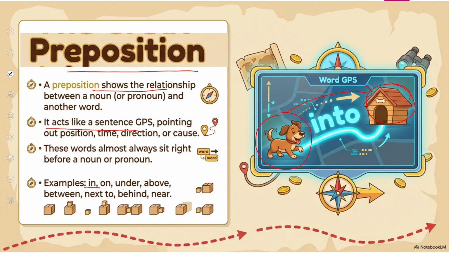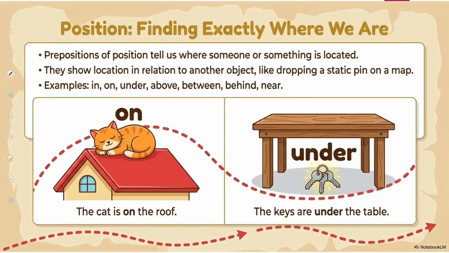We have some common examples: in, on, under, above, between. All of these are examples of preposition. Let's discuss the types of preposition. Firstly, we have preposition of position, which tell us about the position. They show location in relation to another object, like dropping a static pin on a map. In, on, under, above, between, behind, near, all these are the examples of preposition of position.